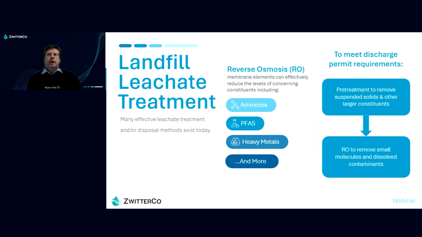And any of these treatment flow sheets absolutely require pre-treatment to remove the suspended solids and other larger constituents, and then rely on the workhorse of membranes, RO, to remove the smaller molecules and dissolved contaminants in order to give a dischargeable or reusable treatment scheme or flow sheet.